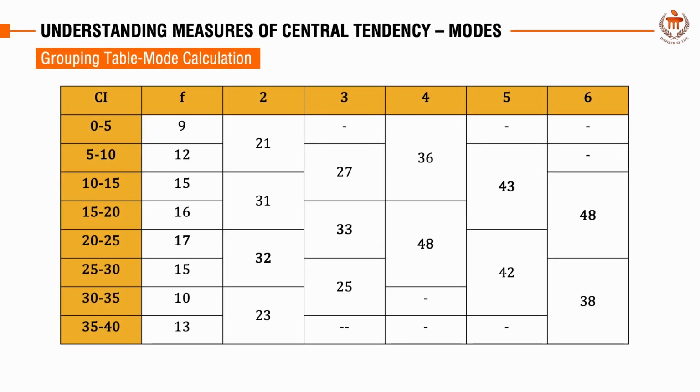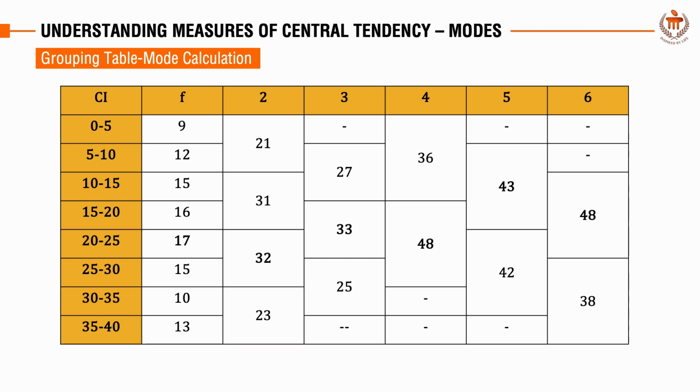So for the grouping table, we'll make six columns. The first column will simply have the frequencies as given. In column two, we make pairs of the frequencies. The first two frequencies are 9 and 12, if you add up, we get 21. Then 15 plus 16, we get 31. Then 17 plus 15, you get 32. Then 10 plus 13, you get 23.